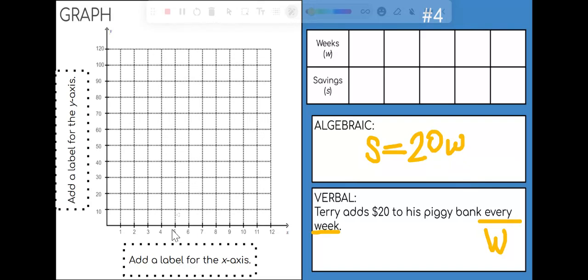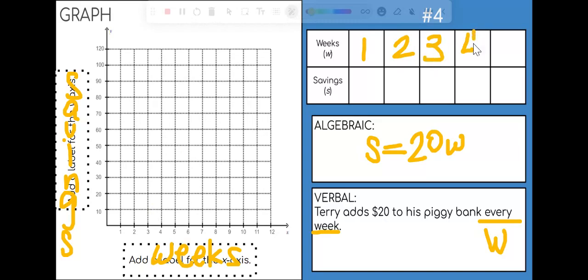We can go ahead and change our labels here on our graph. This is going to be the number of weeks that pass. This is going to be how much money we're saving. 1 week, 2, 3, 4, and 5 weeks. Let's see how much money he saves. In 1 week, he saves $20. 2 weeks, 20 times 2 is 40. 20 times 3, 20 times 4, 20 times 5. We're going to plot these points on our graph.